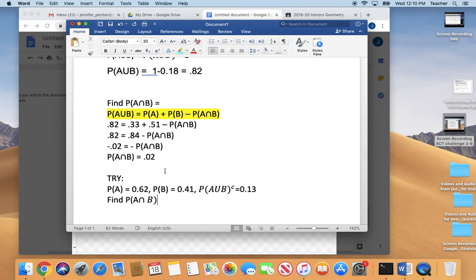So try that problem, and I'll put a post about the answer so you can check your answer and see if you got it right.